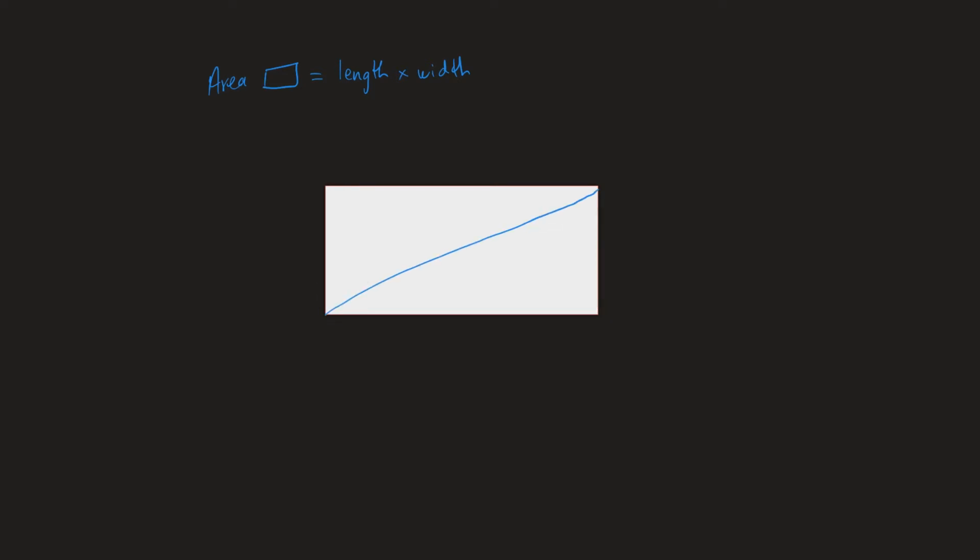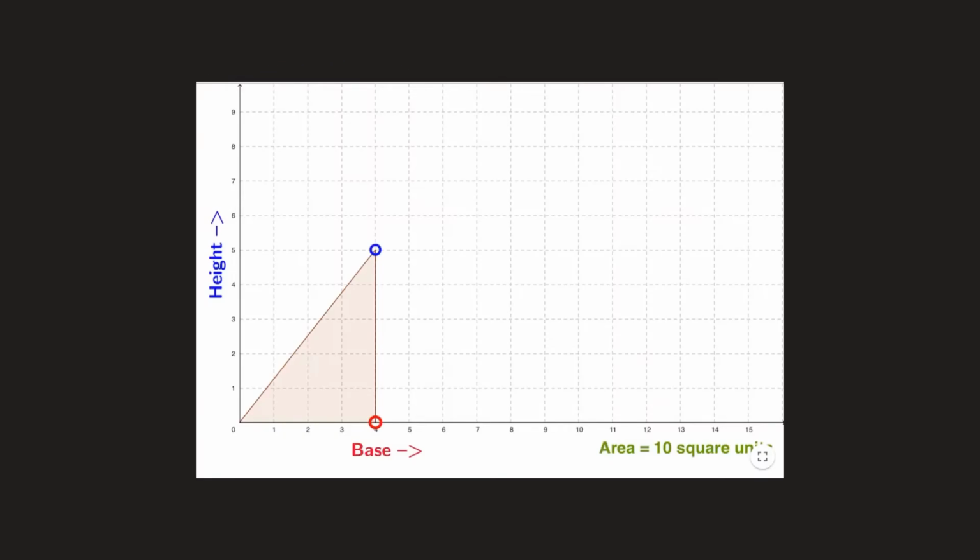I can actually do is cut that in half. And then I'll form two triangles. So think of that, and we're going to look at how we can actually come up and calculate the formula. So here, I've got a triangle. That's 5 units high, 4 units wide. You can see the area is equal to 10 square units.